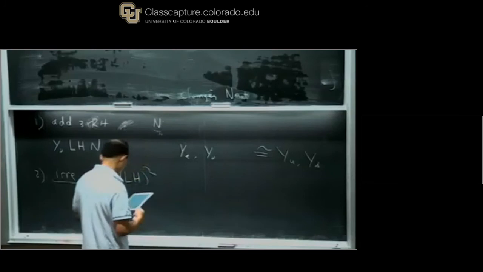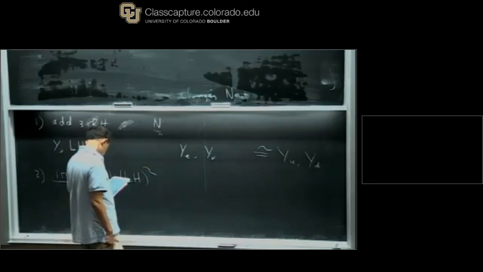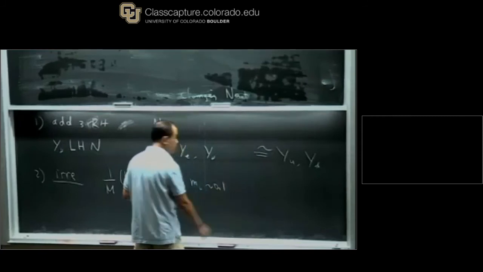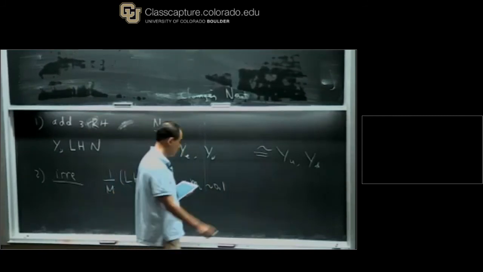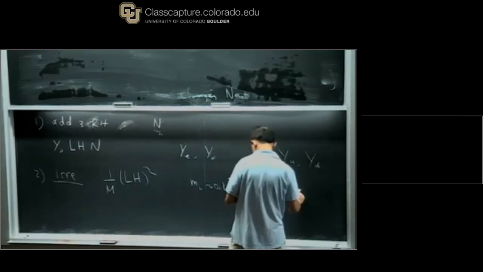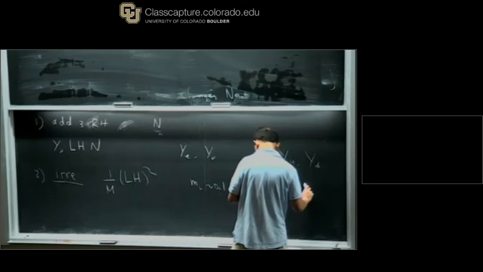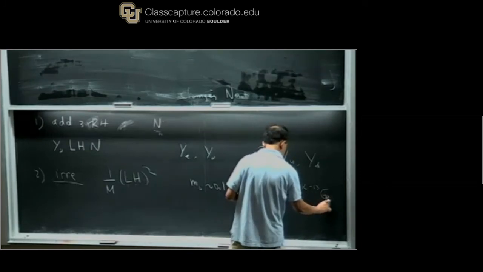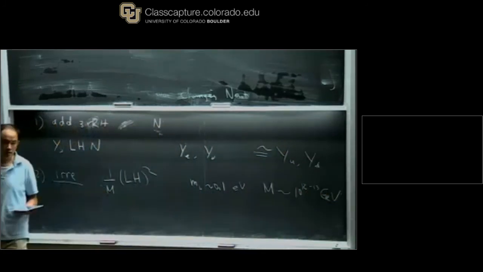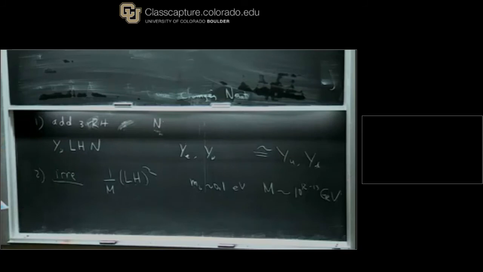Right. So in order to give neutrino mass, suppose that my aim is to give neutrino mass 0.1 eV. This scale has to be about 10 to the 12 to 10 to the 13 GeV. Okay, which is reasonable.